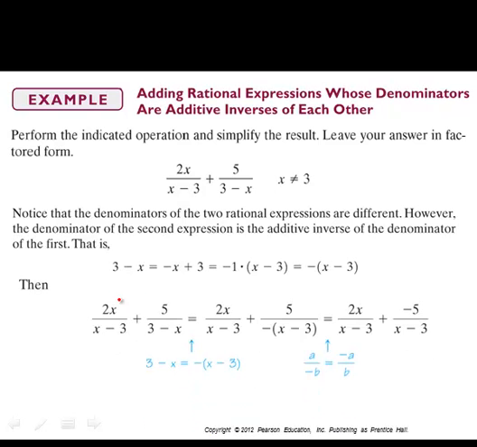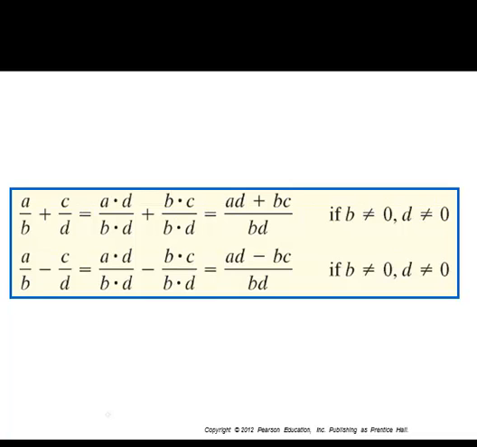So if you have 2x over (x minus 3) plus 5 over (3 minus x), well, that would be the same thing as 2x over (x minus 3) minus 5 over (x minus 3). And then you can go ahead and carry out that operation. You have (2x minus 5) over (x minus 3). Okay? Moving along here.